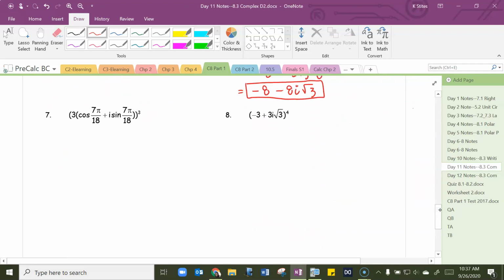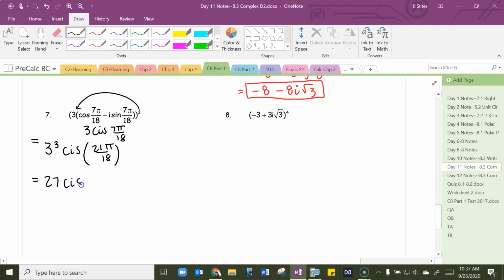Okay, 2 more. Number 8 is going to be a little different. But number 7, more of the same. All right, so again, this is just 3 cis 7 pi over 18. We'll do 3 to the 3rd power cis 7 pi over 18 times 3 is 21 pi over 18. And it'll help to reduce that. So 3 cubed is 27. 21 pi over 18, I can divide both of those by 3. That's 7 pi over 6.